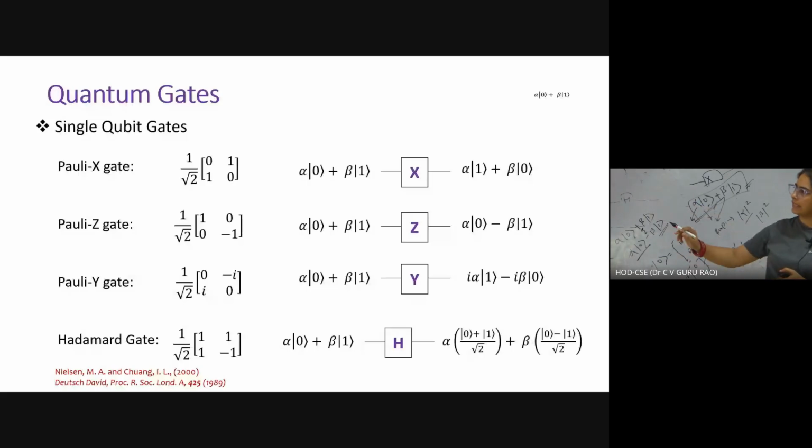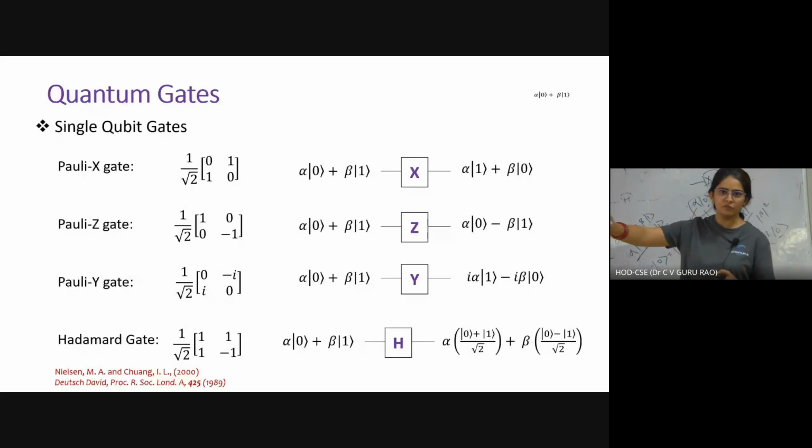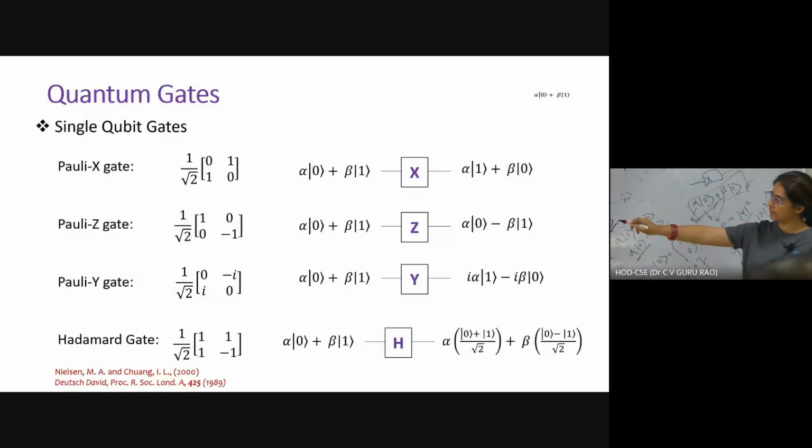Okay, and the next one is the Hadamard gate, which is a superposition gate that converts any particular state into a superposition state. So 0 is converted into 0 plus 1 by root 2, which is also known as the plus state. Okay, and 1 is converted into 0 minus 1 by root 2.